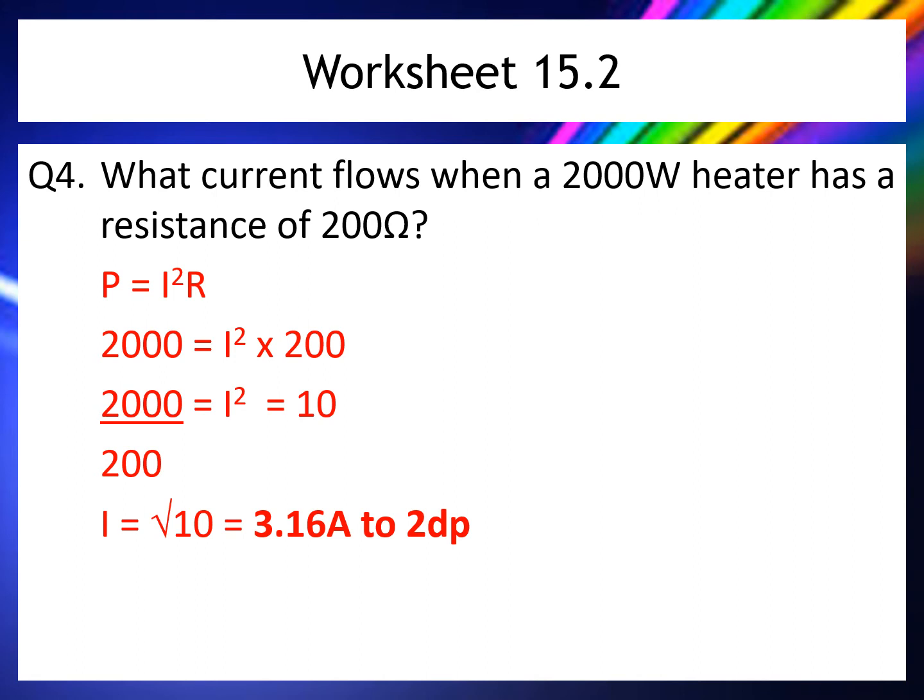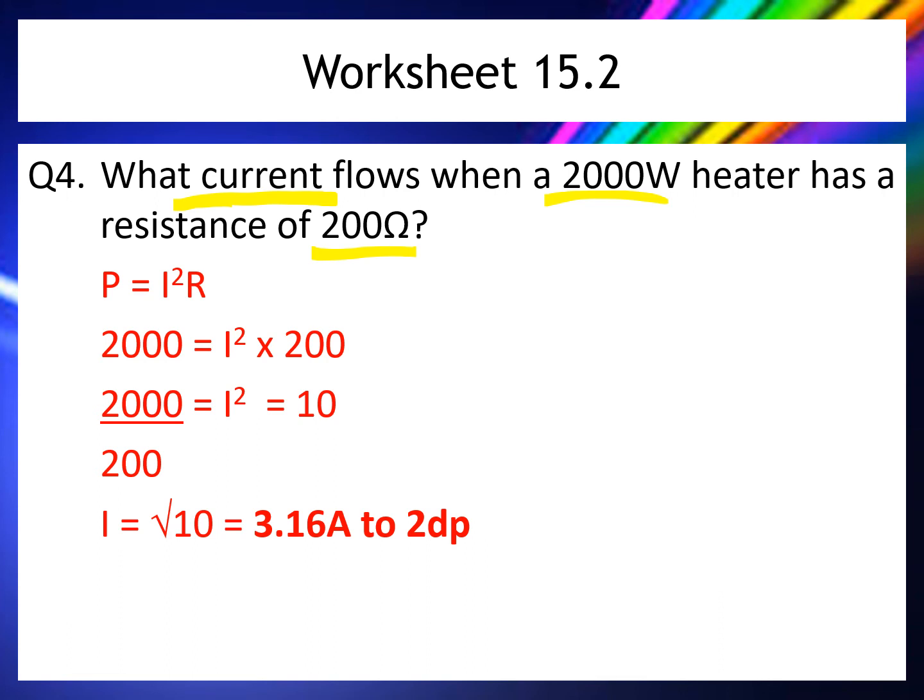So question 4 still needs us to use P equals I squared R, but it's a bit different because we're being asked to calculate the current this time. We know that the power is 2000 watts and we know there's a resistance of 200 ohms. So as usual, we write out the equation and put the numbers underneath. This time I've got 2000 is equal to I squared multiplied by 200.